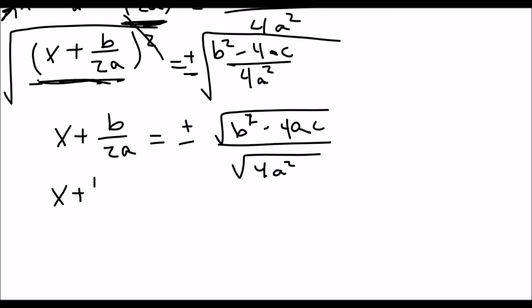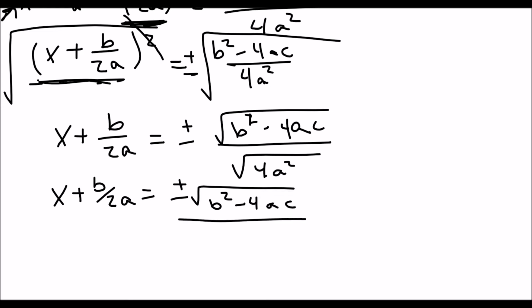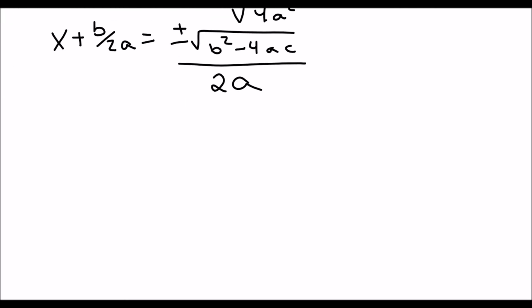x plus b over 2a equals plus or minus, the top has to stay the same, so the square root of b squared minus 4ac, but the bottom you can actually do the square root, and that's going to leave us with 2a on the bottom. So now, continuing our process of solving for x, we're just going to subtract b over 2a from both sides to get x by itself.